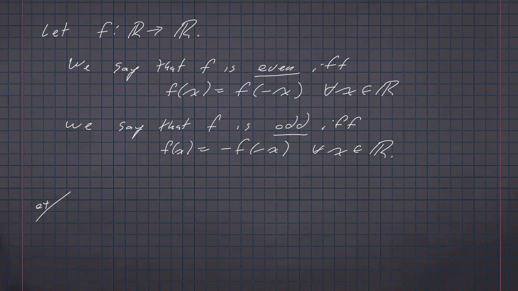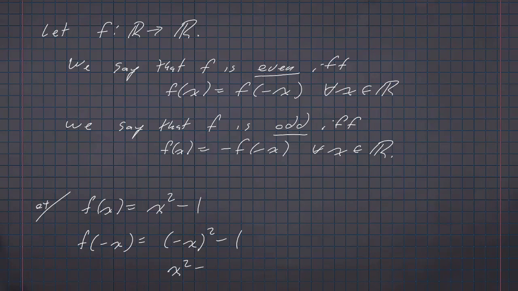As a quick example, if I consider the function f of x equals x squared minus 1. Well, if I evaluate f of the opposite of x, that would be the opposite of x squared minus 1. And the opposite of x squared is negative 1 squared, which is 1 times x squared. So this is the same thing as x squared minus 1, which is f of x. So we can conclude that this function is even.